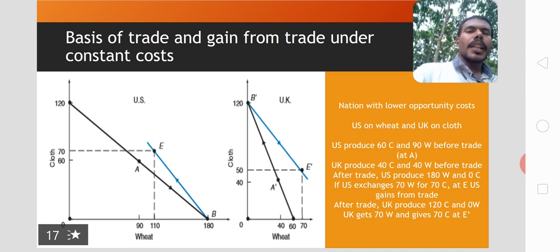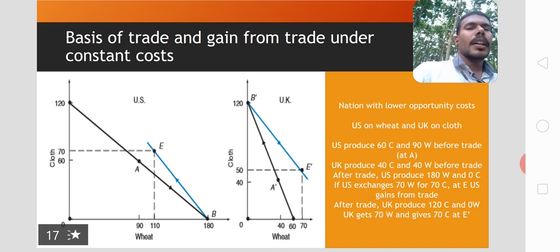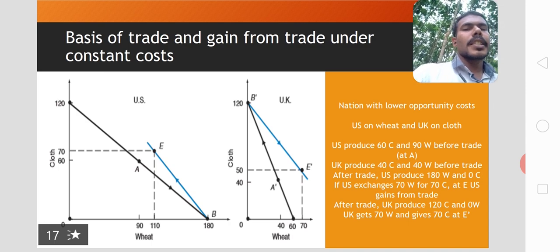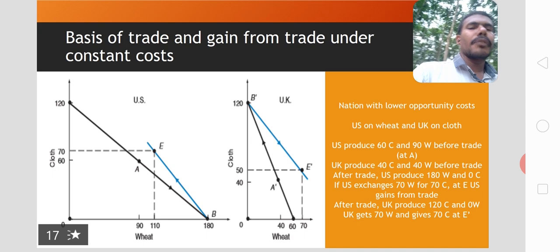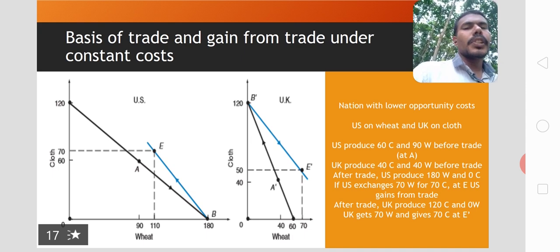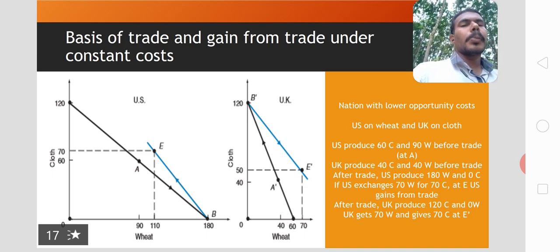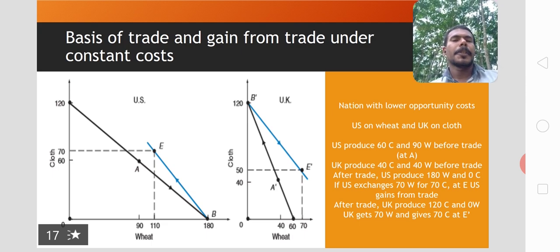So let's look at the production level. Before international trade, the United States produced 60 cloth and 90 wheat. Then it is on the production possibility frontier at point A, 60 cloth and 90 wheat. But after international trade, the US completely produces wheat, so 180 units of wheat are produced by the United States and 0 units of cloth after complete specialization, when trade is materialized.